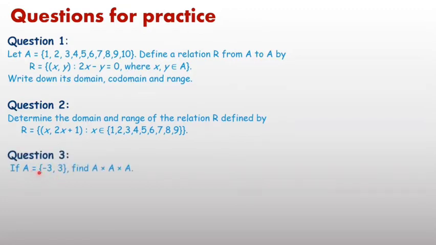Third question. If A equals {-3, 3} is given, you have to find A cross A cross A. It is easy for you. First you write A cross A and after that A cross A cross A.